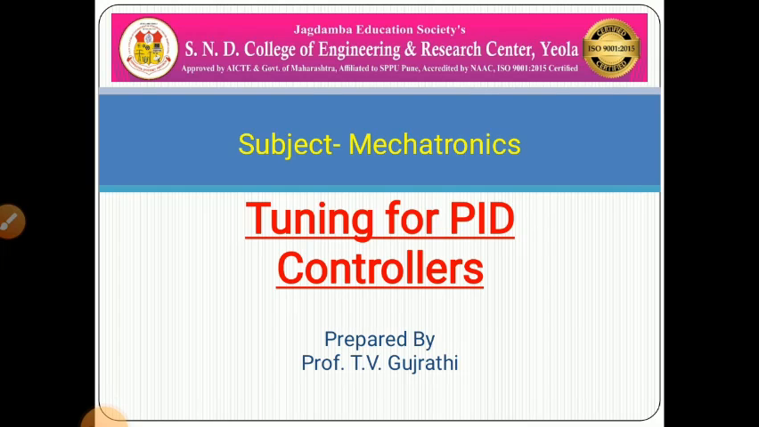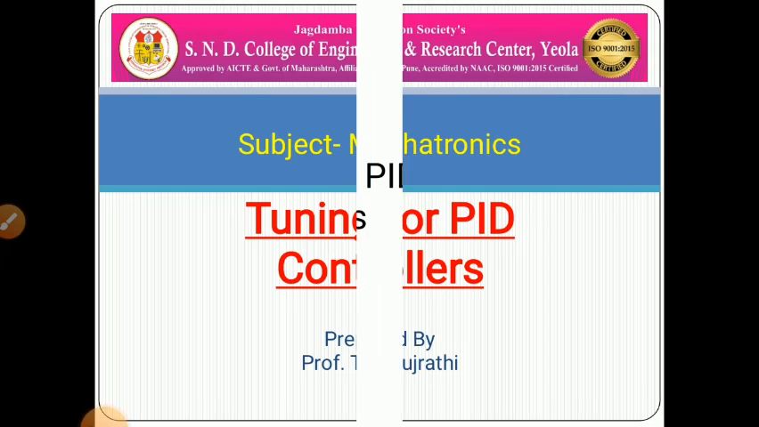Today we'll study the tuning for PID controllers. Tuning is required while controlling different applications. We need to adjust values of the P, I and D controllers, and then we get our actual output controlled. PID controller tuning involves selection of the controller parameters for optimum performance. This is known as controller tuning. So we select control parameters for optimal performance.